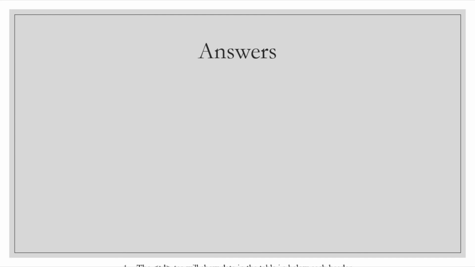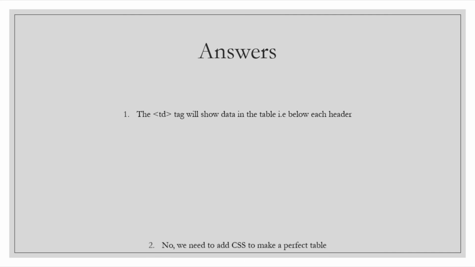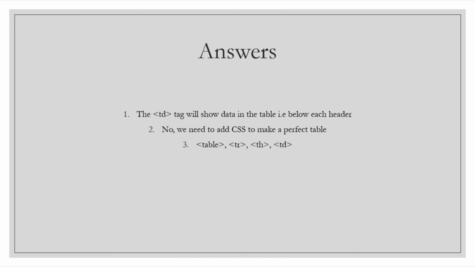So the answers are: number 1, the TD tag, which will show data in the table below each header. So if you got that right. Number 2, no, we need to add CSS to make it a perfect table, for example, design the table and so on, put lines and yeah. Number 3, table, tr, th, and td, which are table row, table header, and table data.